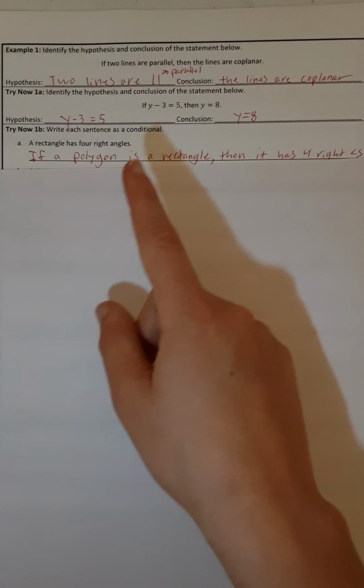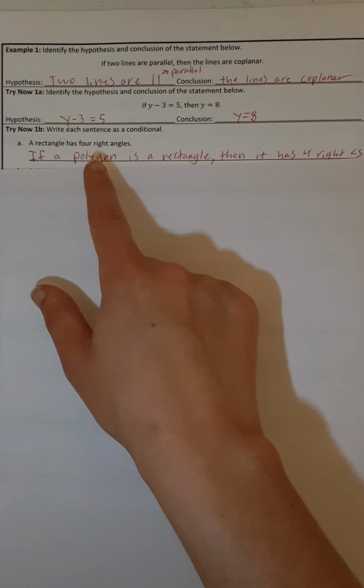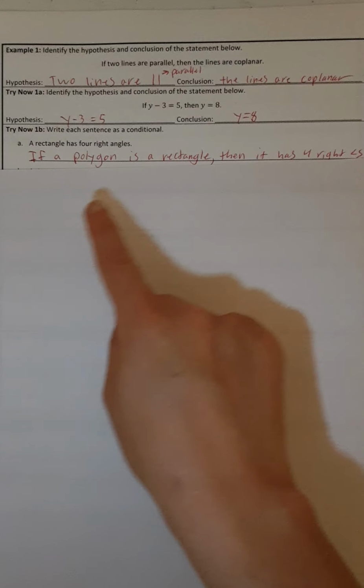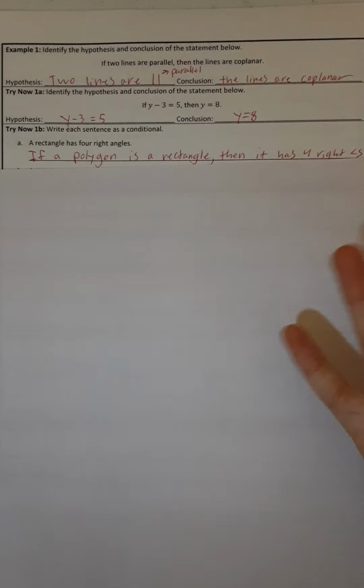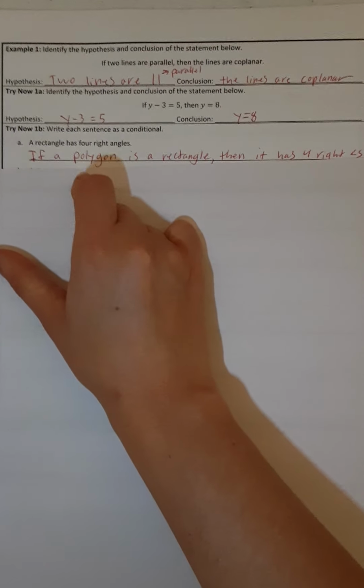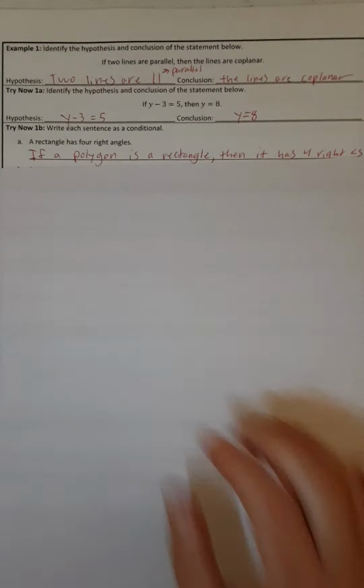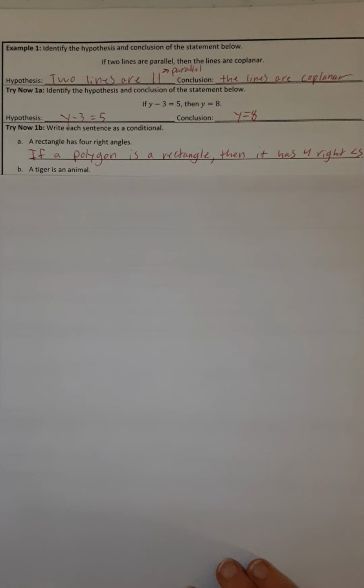So originally it was a rectangle has 4 right angles, but it's really that if you're a rectangle, then you have 4 right angles, but I'm not going to refer to the shape as "you", so I'm going to call it its mathematical name. I'm going to say polygon. So that's okay to add that word in there.